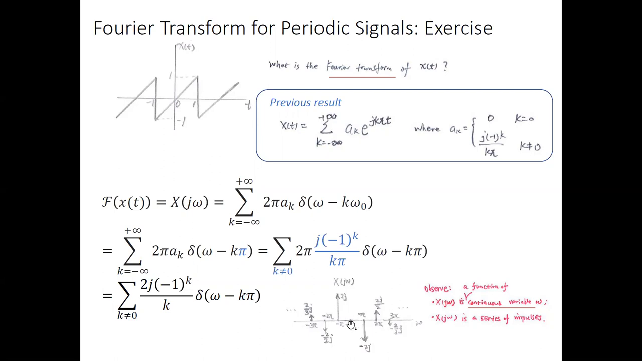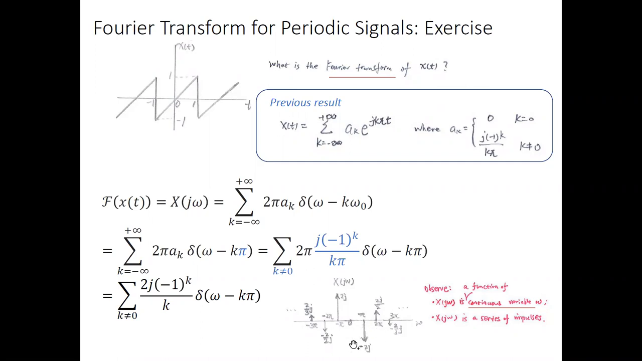And let's look at a particular case, say k equals 1. When k equals 1, we have minus 2j in the numerator, 1 in the denominator. So it means just a minus 2j times a unit impulse that occurs at omega equals pi. So at omega equals pi, the impulse has a minus 2j.